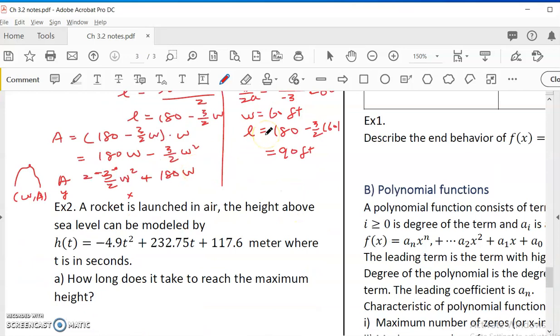And you can actually also plug it in. Oh, well, actually A is L times W. A equal to L times W equal to 5,400 feet squared. Okay, so that's the maximum area that you can enclose.